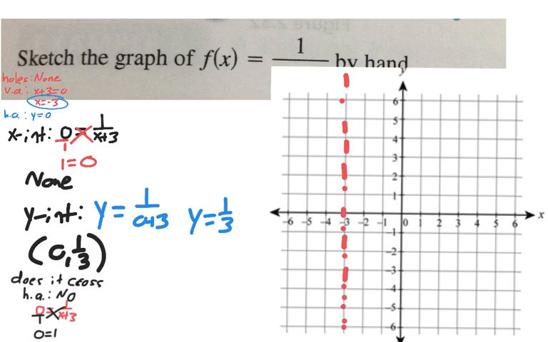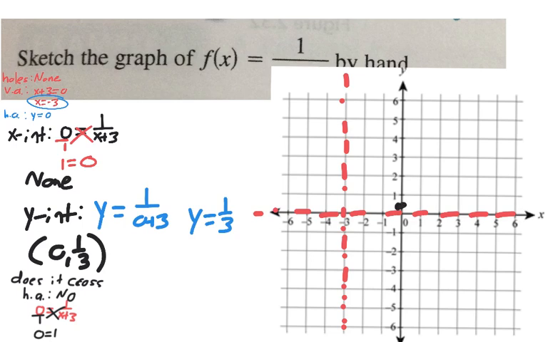My horizontal asymptote is at y equals 0. So I'm going to where y is 0 and I'm putting a dotted line. And I'm going to use as many points as I know to help me graph this. The only point I know is the y-intercept, 0, 1/3, which would be somewhere right in here.